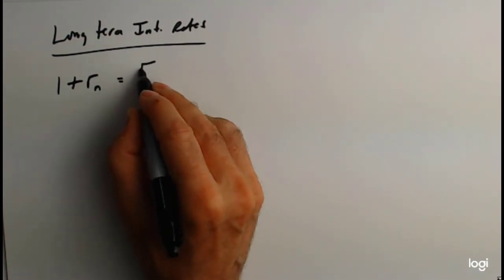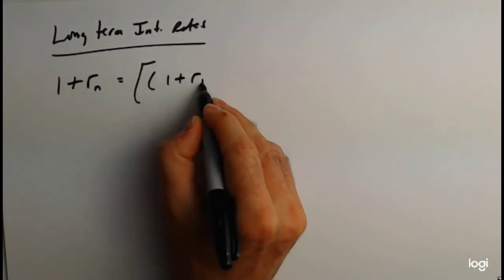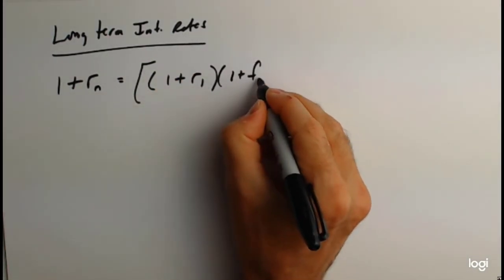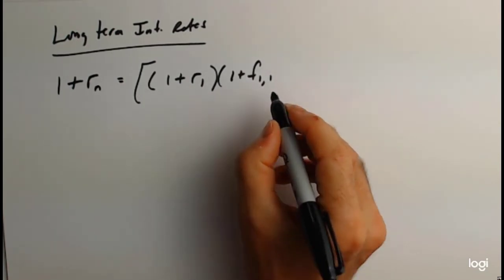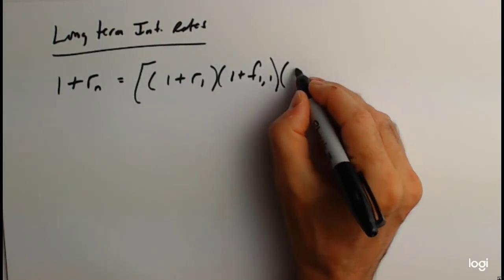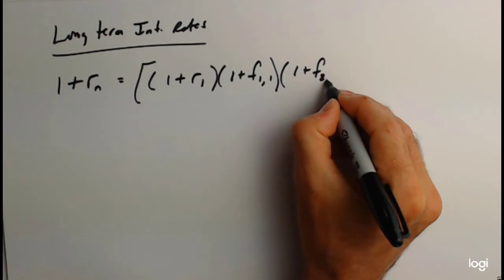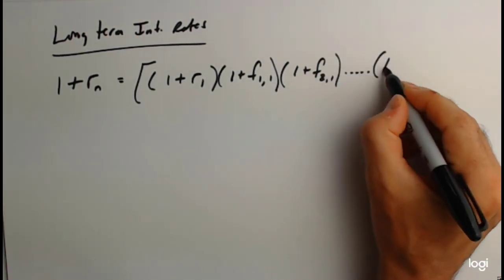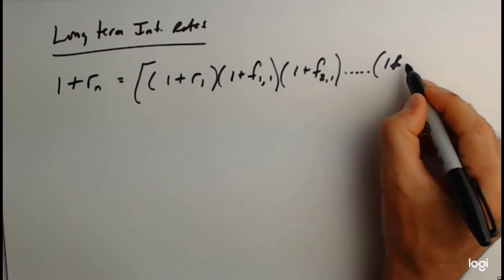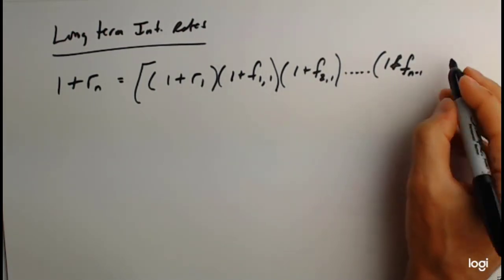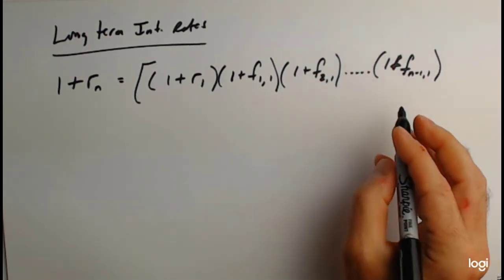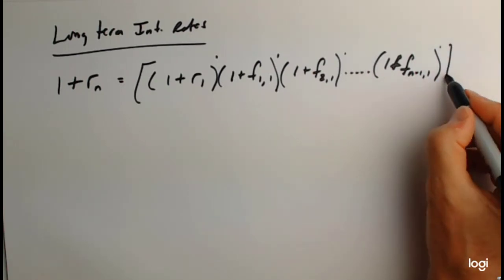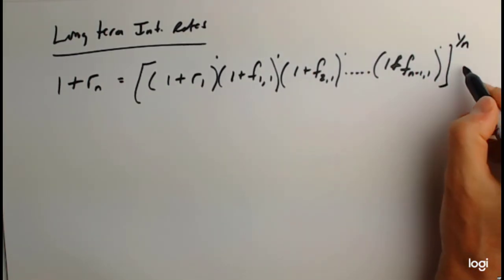And that's going to equal 1 plus the 1-year spot rate, times 1 plus the forward rate that starts 1 year from now and covers 1 year, and then 1 plus the forward rate that starts 2 years from now and covers 1 year, and so on, all the way to the last interest rate, n minus 1 to the 1, where each one of these is to the 1 power. And then we're going to take it to the 1 over n power here.